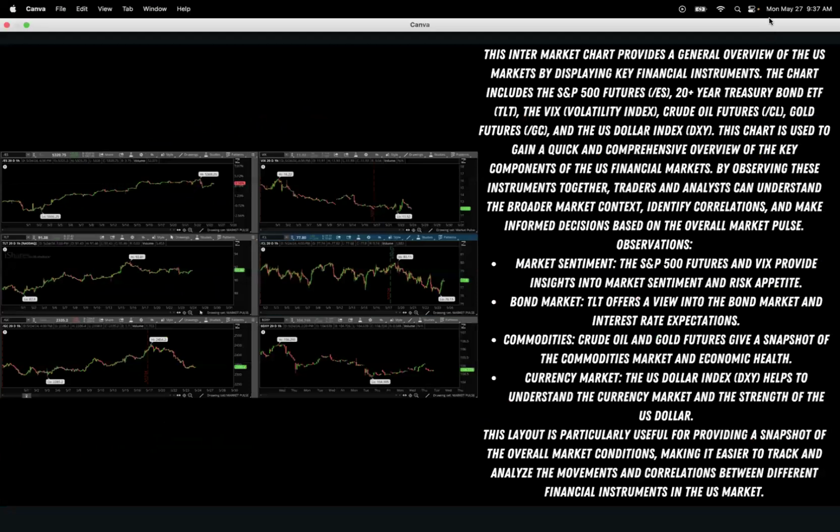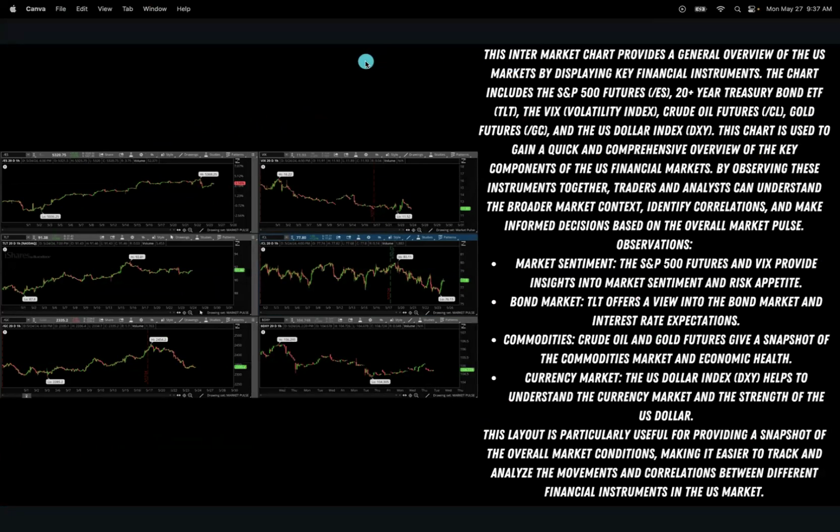Now, this intermarket chart provides a general overview of the U.S. markets by displaying key financial instruments. It includes the S&P 500 futures, the 20-year Treasury bond ETF, the volatility index, crude oil futures, gold futures, and the U.S. dollar index. Now, this chart is used to gain a quick and comprehensive overview of the key components of the U.S. financial markets. By observing these instruments together, traders and analysts can understand the broader market context, identify correlations, and make informed decisions based on the overall market pulse.